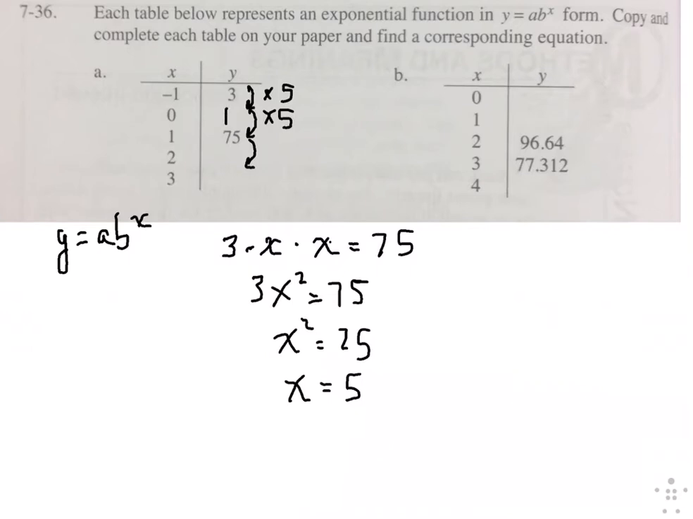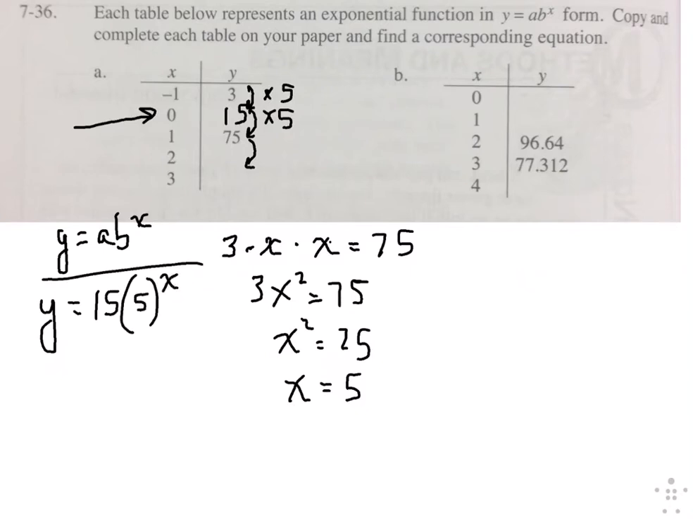So the multiplier now is times 5, right? So we know that this one is 15, and then 75 times 5. We could keep going on just by using our calculator and multiplying this out. But the equation now, remember, the a is the 0th element, which is 15. So the equation for part A would be y equals a, which is 15, b, which is the multiplier, 5 to the x power. So that's how we solve part A.